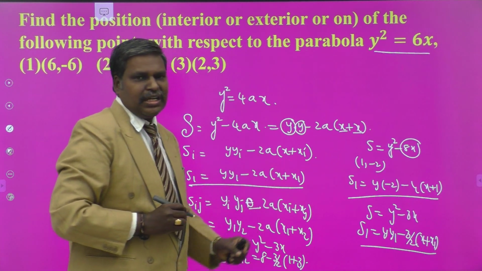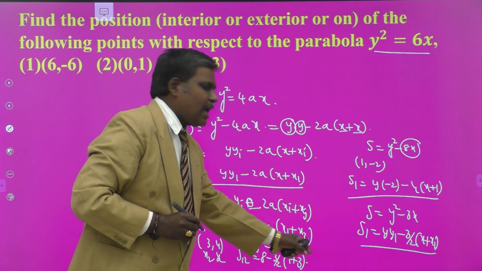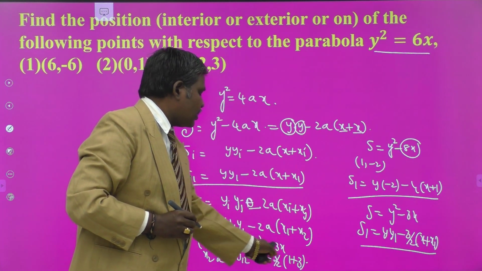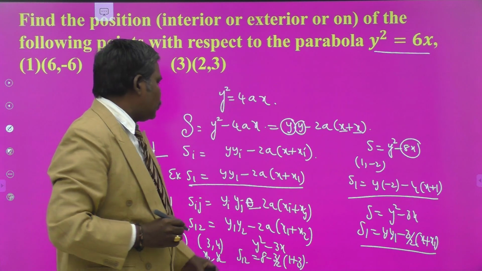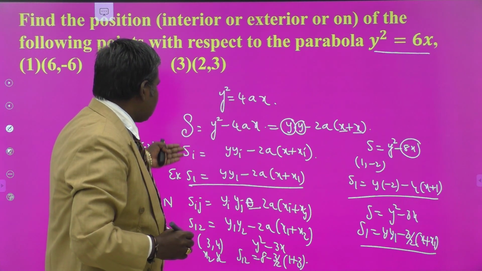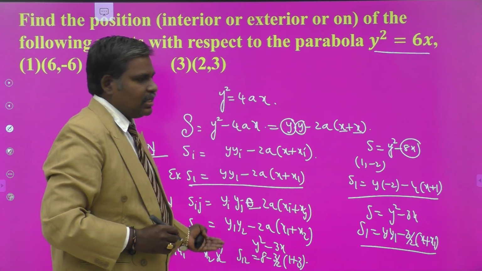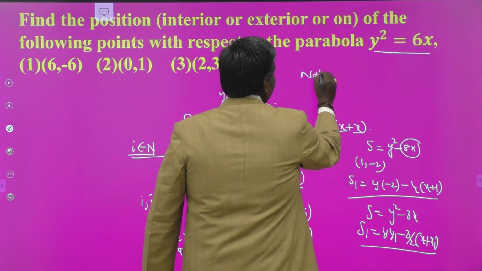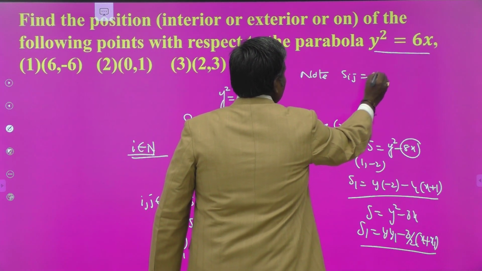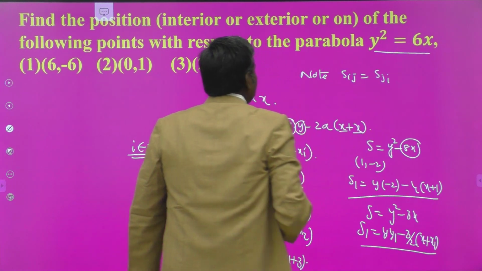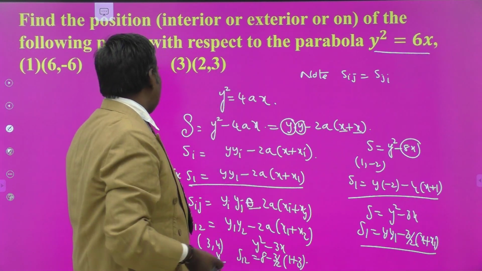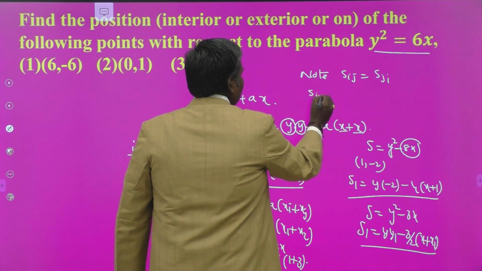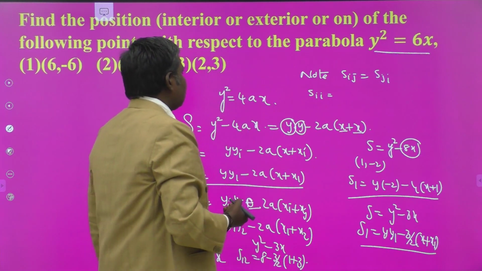S1 is an expression in terms of x and y. Sij gives a constant value. So you can move from Si to Sij, you can easily understand. Note that Sij is equal to Sji. Similarly, for i equal to j in Sij, what do you have? Sii. The next notation is what, my dears?